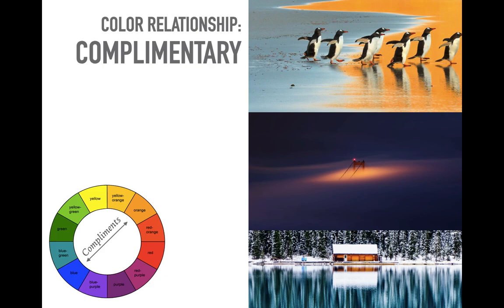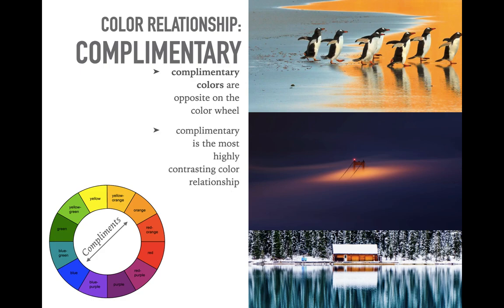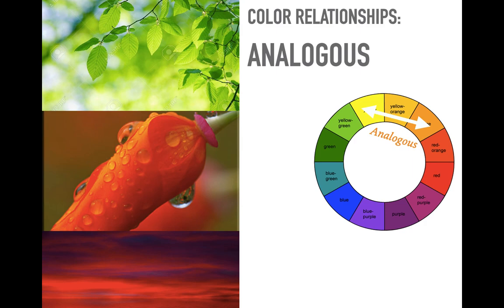Complementary colors live across from each other on the color wheel. So my favorite hue is red-orange, and the complement directly across would be blue-green. Because they are the furthest apart from each other, they're going to be the most highly contrasting color relationship. So if you can find these colors together in an image, it's really going to be bold and eye-catching, especially if those colors are highly saturated.